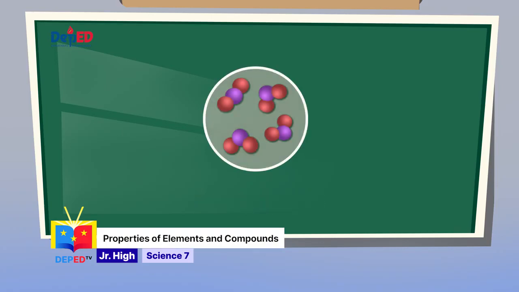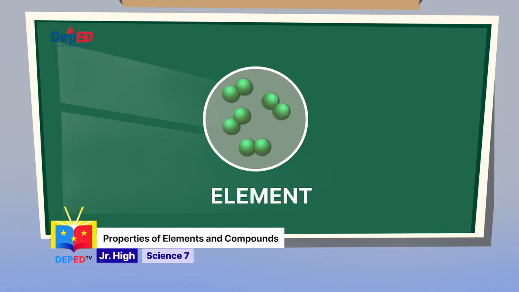Now, let's move on to the third picture. Does it show an element or a compound? It shows two different types of atoms. You are a keen observer if your answer is compound. What about the fourth picture? Amazing! You are correct. It shows an element because it shows only one type of atom.